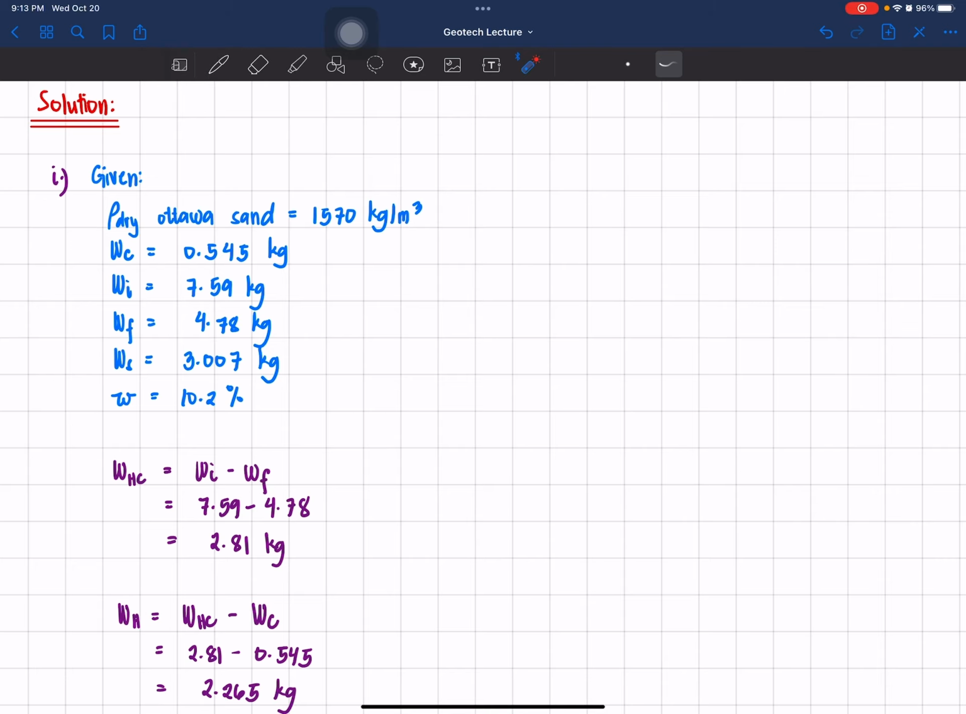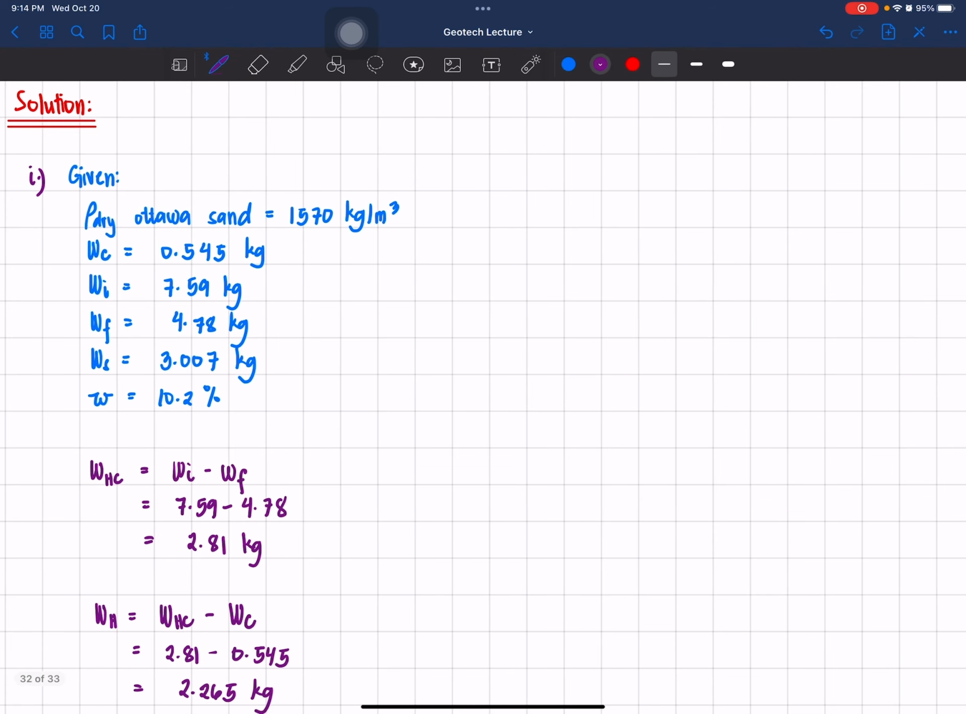Well, we just need to convert the moist density. We have to calculate the moist density first, and then later on we'll use another formula to get the dry density. So let's identify the moist density of the compacted soil. I'll write it here on the side.